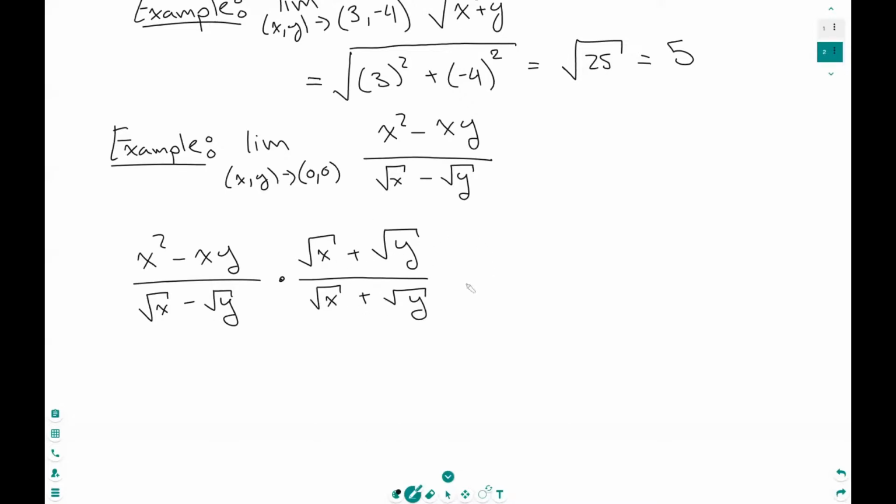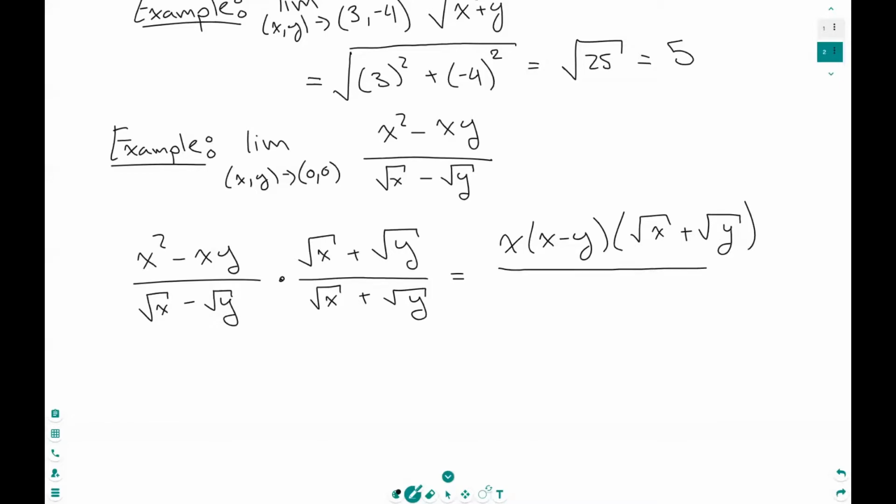But here on the top, actually, I'm going to factor an x out of here. So we get x times x minus y. That's just rewriting the numerator as is. And then I multiply by the square root of x plus the square root of y.